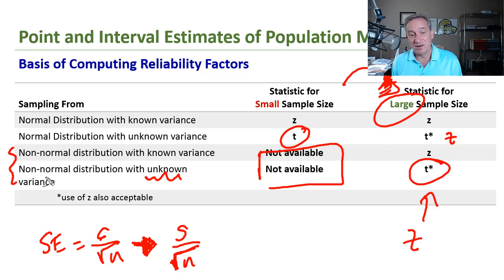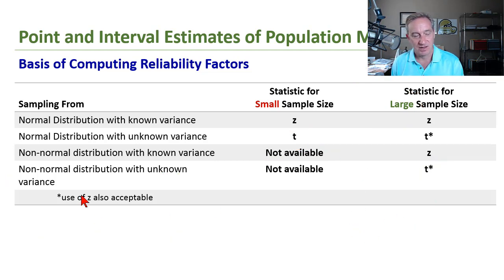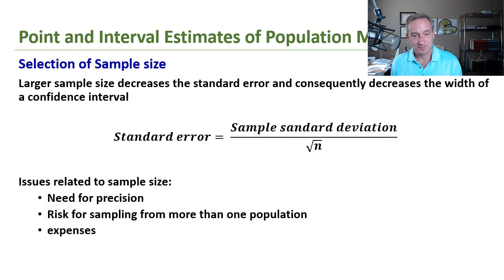Here, we don't know a lot. Non-normal distribution with unknown variance. We would be totally stuck in the small sample. But the central limit theorem, almost magically, avails us of the ability to use a Z here. So I think it's just a key slide.